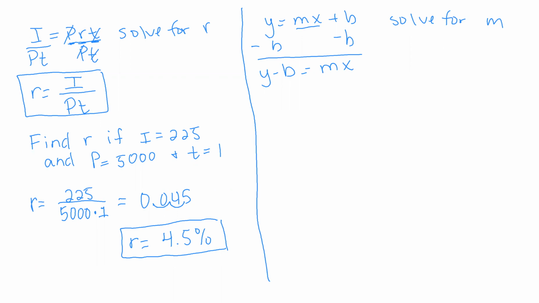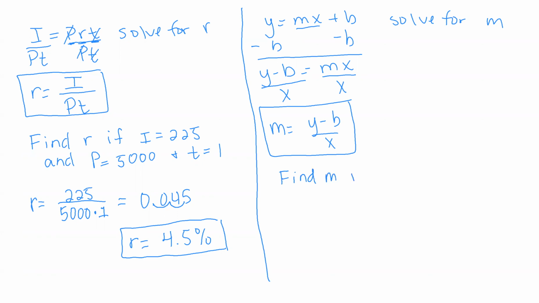And then I need to get m alone. The issue is m is being multiplied by x. So I want to divide both sides by x. So m is equal to y minus b over x. Okay. Now the question that we could be asked would be to find m if y is -1 and x is 3. So let's do it.